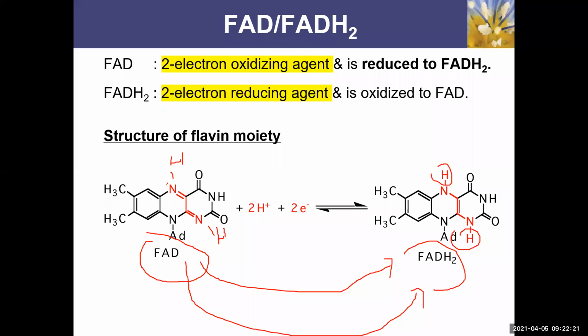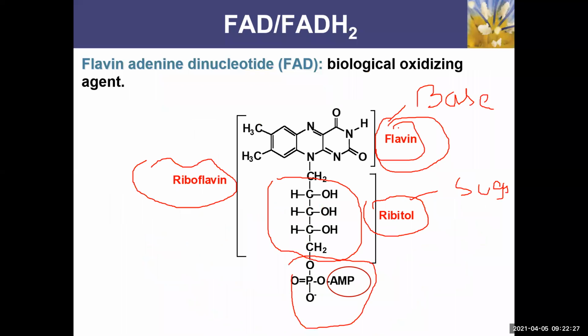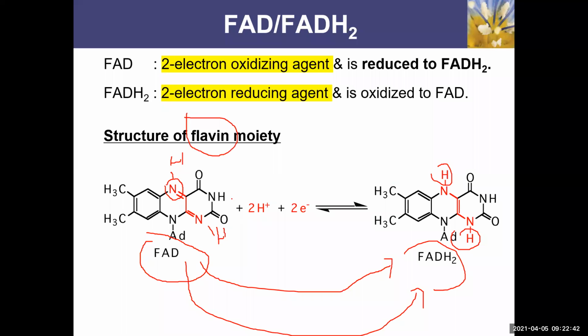You have to remember, it's the nitrogen, right? It's the nitrogen part of its flavin moiety. This is the flavin moiety. This is the nitrogen, right? So it's the flavin moiety which is the active part of this FAD, because hydrogen is added to the flavin part of it. And where to the flavin? To the nitrogen of the flavin part of it. Is it clear?